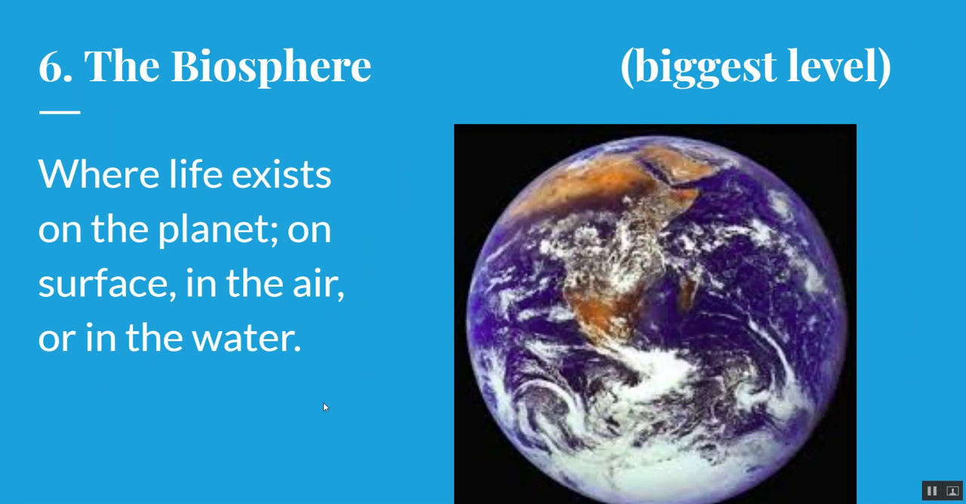When you put biomes together, it makes up the biosphere, which is our biggest level of organization. And this is where life exists on the planet. So we're looking at the surface, so all the plants and animals that are on the surface. We're looking in the air, the atmosphere, where the birds are. You're looking in the water, the hydrosphere, where all of our mammals and fish and things that are in the ocean, corals, everything there. So bio, living, sphere, round, living round thing.